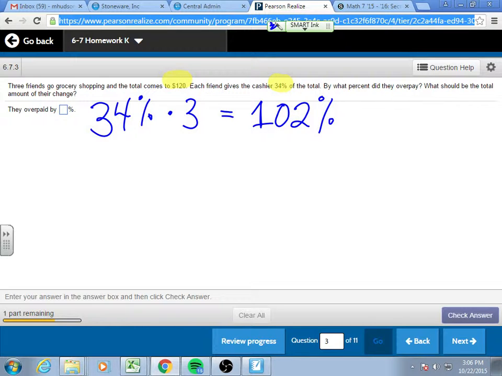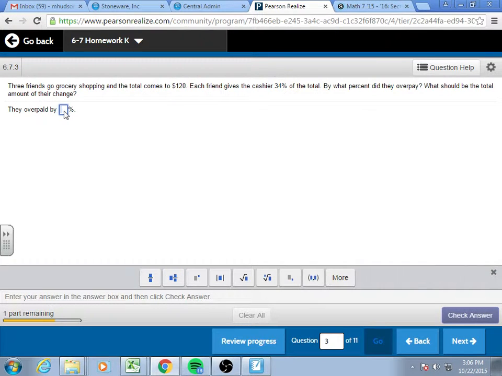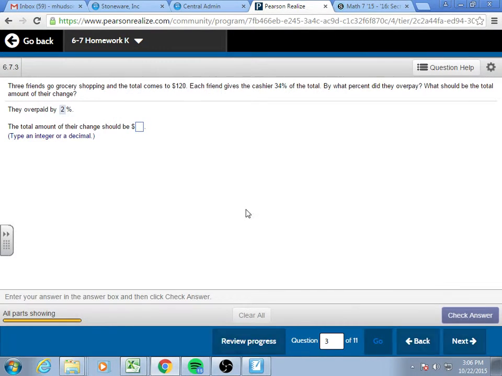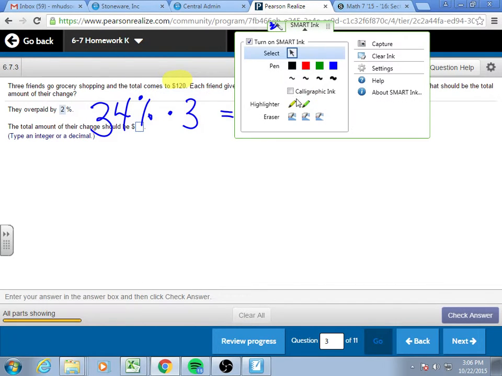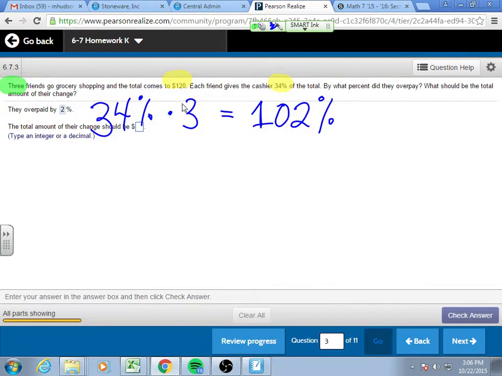So when we look at what percent they overpaid by, they should have only paid 100%. So the percent they overpaid by is 2%, because we calculated that it was 102% that they paid. Yeah, Alex. How did you get 3? Because there's 3 friends. That's where we got our 3. They each paid 34%. So that's why we said 34% times 3. That makes sense? Yeah.